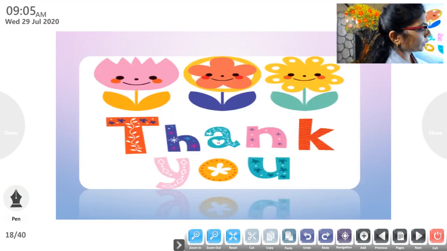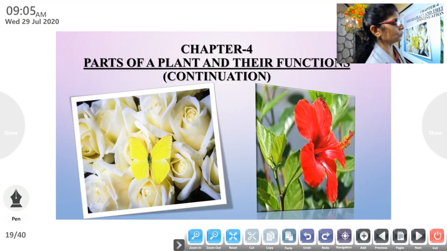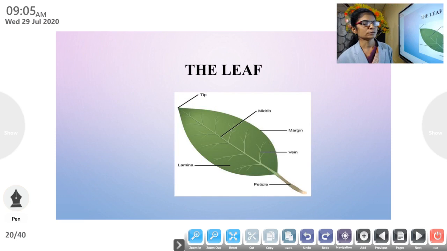Today, we are going to learn the continuation of this chapter. First, we are going to study the leaf. Today's portion is about the leaf. Look, this is a leaf. This is a simple leaf. Look at this picture. Many parts are shown here.